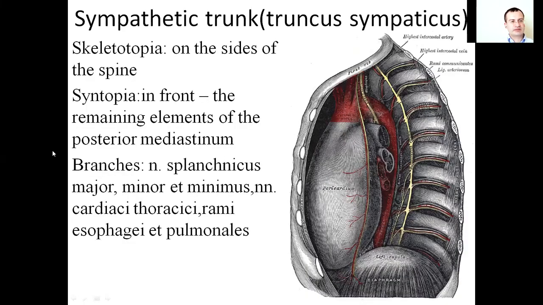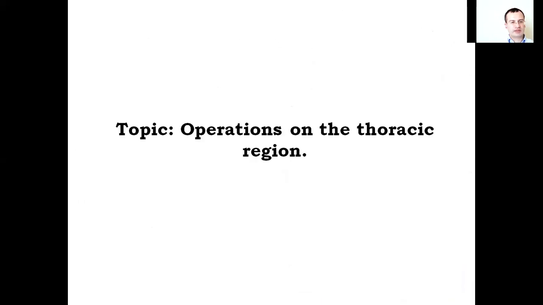Sympathetic trunk, located on the sides of the spine. Syntopy: in front, the remaining elements of the posterior mediastinum. Branches: greater, lesser, and least splanchnic nerves, thoracic cardiac nerves, and esophageal and pulmonary branches.